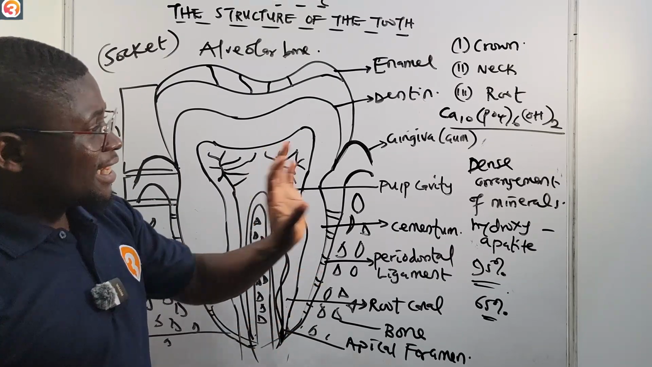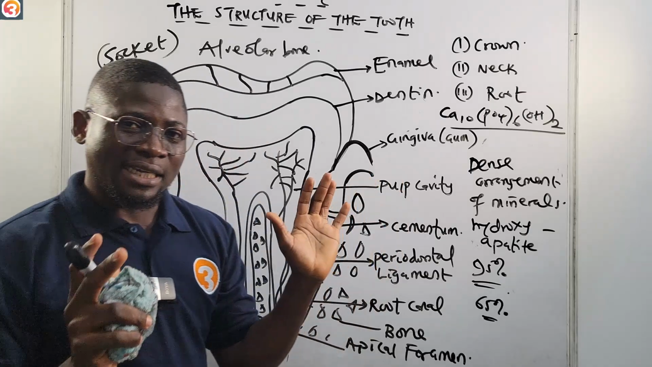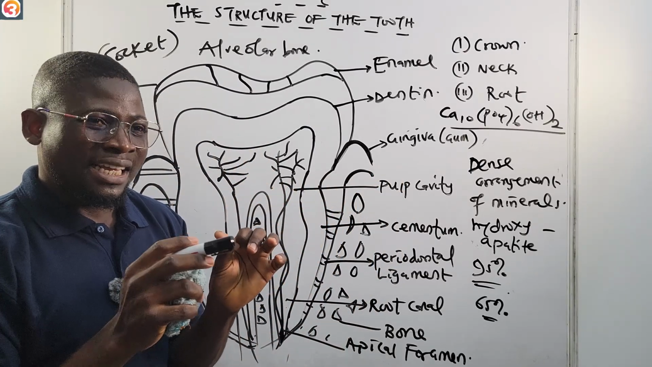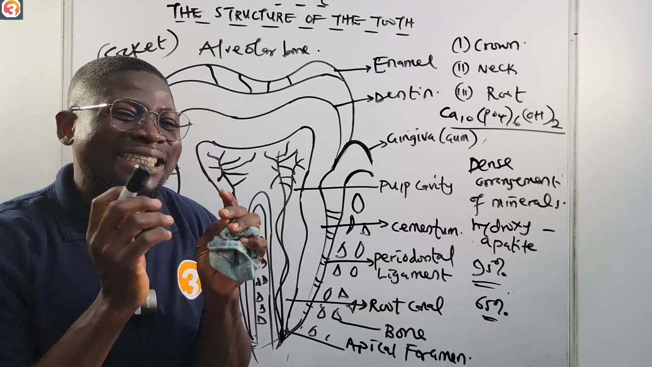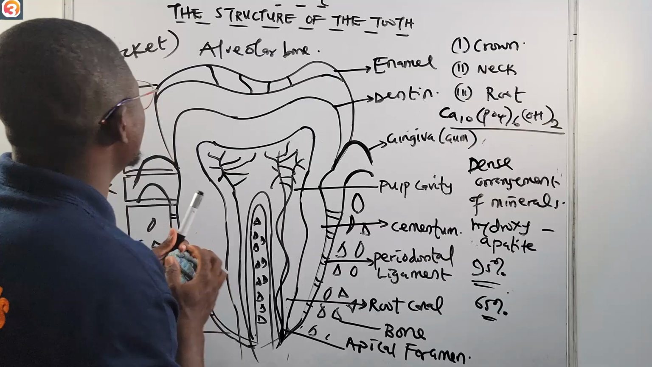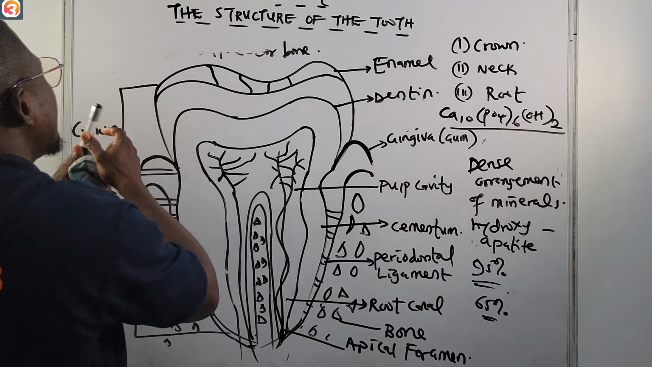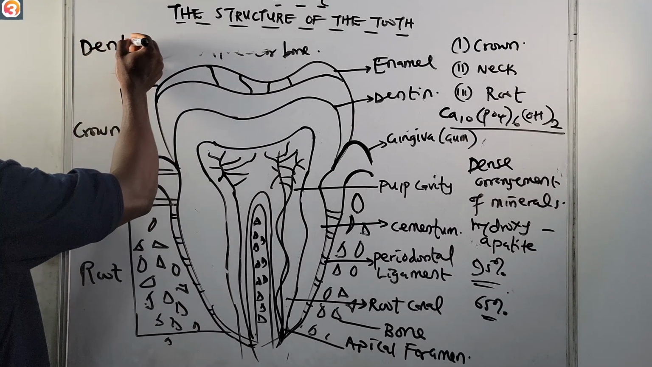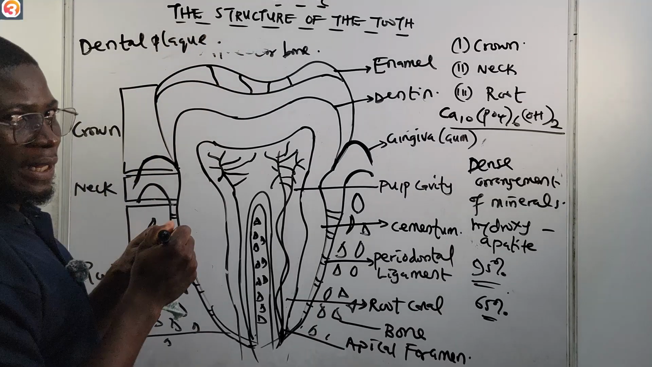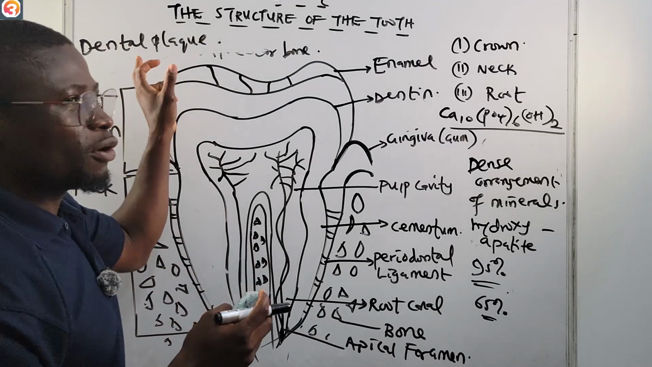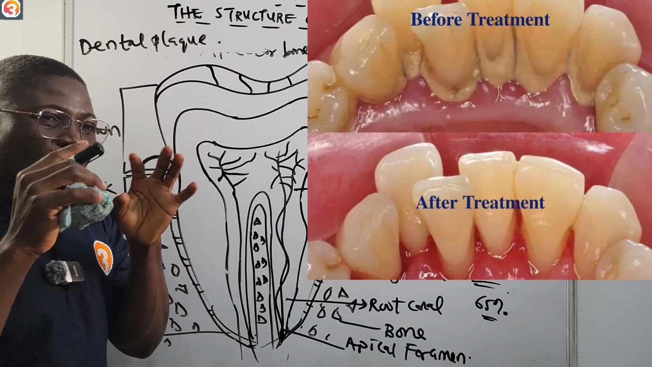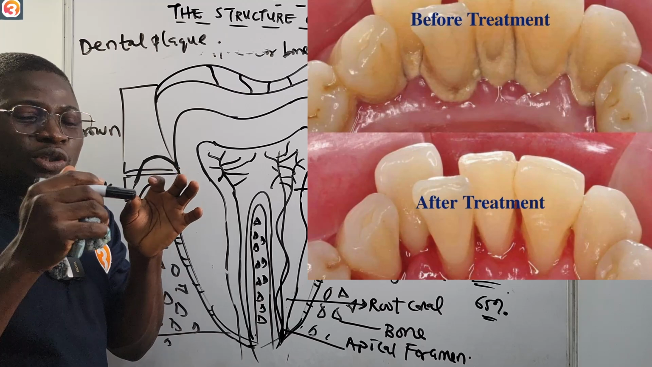Now, despite it being a very, very hard substance, it can be dissolved by acid that is produced by dental plaque. What do I mean by dental plaque? Dental plaque, PLAQUE, are those sticky bacteria that form on the teeth. They produce acid.